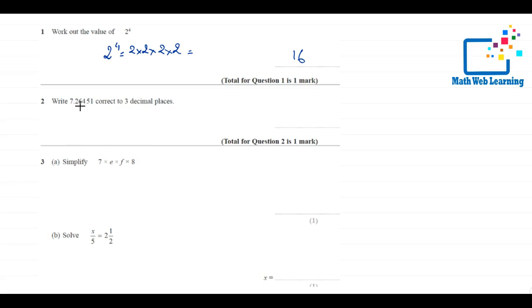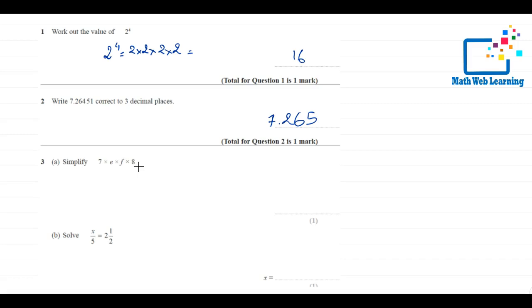So let's count 1, 2, 3. After the third one, there is a 5. So this 4 here will have to go up. So the answer is 7.265. Let's write it down. 7.265.